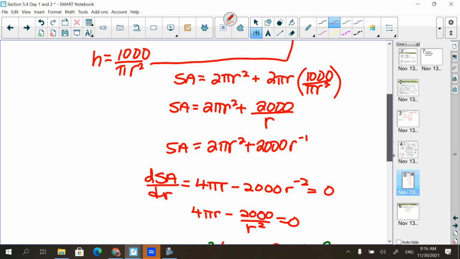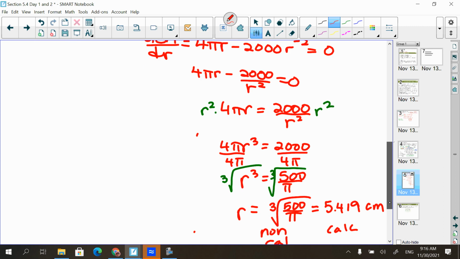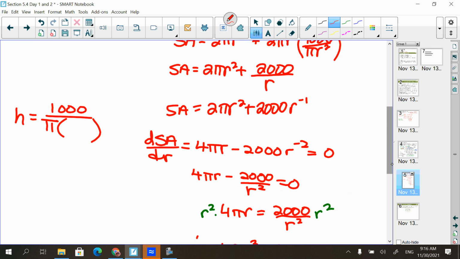So go back up. You see that height over there on the left side? You're going to take your answer and plug it into that. So h equals 1,000 divided by pi times the cube root of 500 over pi, squared. Okay, now, does this simplify? Does it reduce? Of course, if it's calculator, you could just pop it in with second answer, second answer squared when you do it. I would highly suggest using second answer on that.